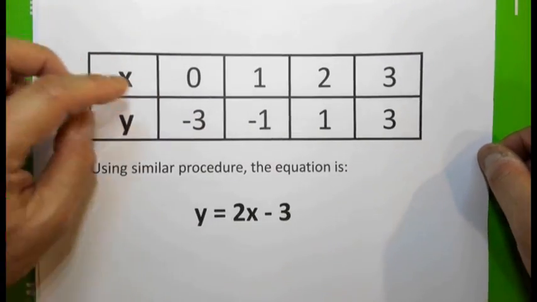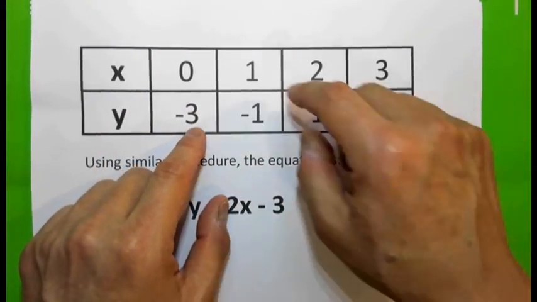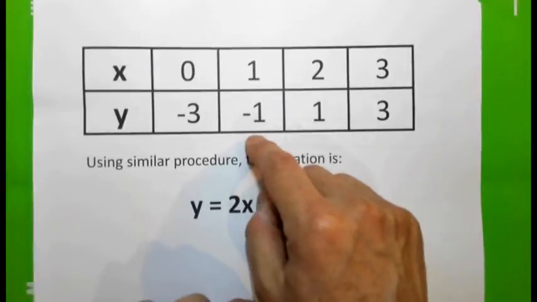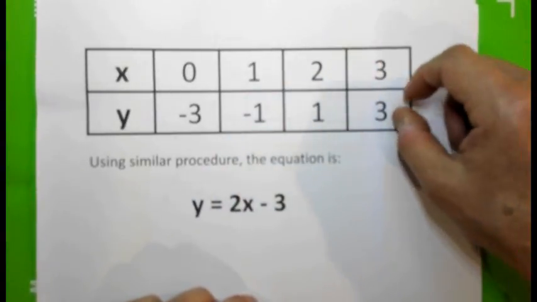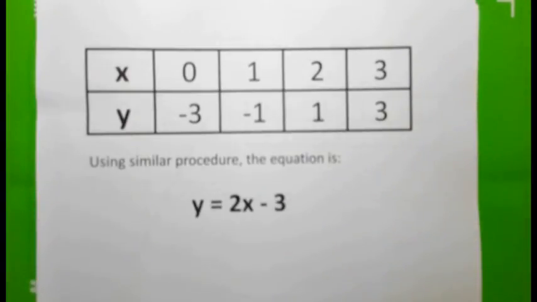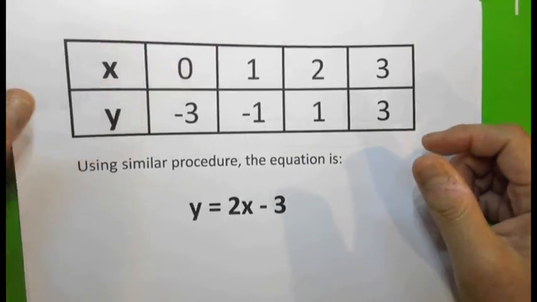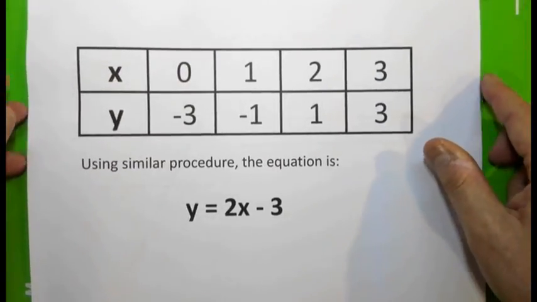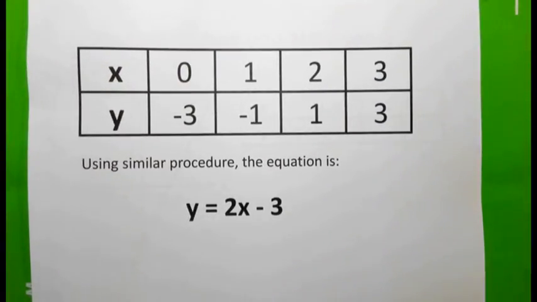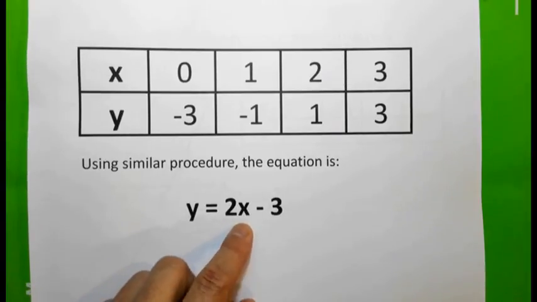So when x is 0, y is minus 3. X is 1, y is minus 1. X is 2, y is 1. When x is 3, y is 3. So using the same procedure as this, the equation is actually y equals 2x minus 3. Why don't you pause the video for 5 minutes and see whether you can work out the equation y equals x minus 3.